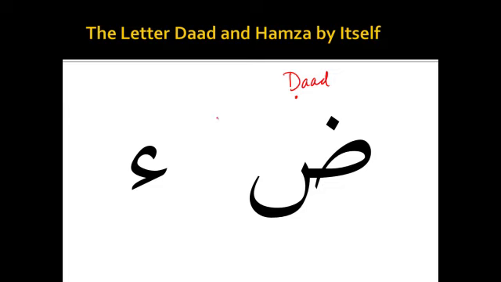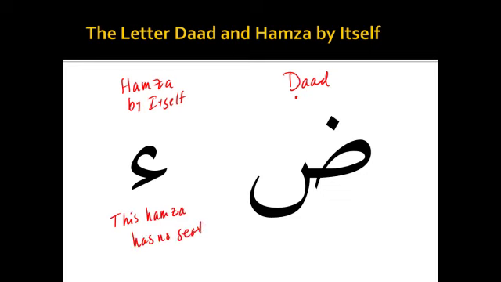Let's look at the Hamza now. We've seen the Hamza several times. We've seen the Hamza in the Alif Hamza, and the Hamza on the Waw, and the Hamza on the Ya. This time we have the Hamza by itself. In other words, this Hamza has no seat. In fact, it sits on the line. In other words, the line of the page.